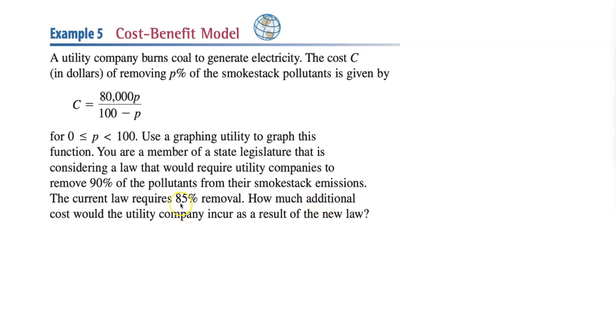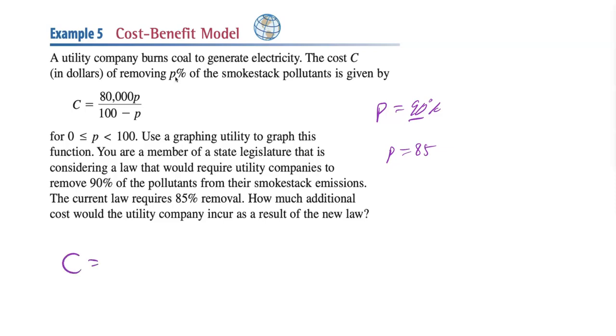Well, we could graph it. We could find the horizontal and vertical asymptote, right? Vertical asymptote, the bottom equal to 0. It would be P equals 100. Horizontal, they're the same, so it's negative 800. But the question is just how much more will the cost be? So if P is this percentage, we're just going to plug in P at 90. And then we're going to plug in P at 85 and then see what the difference is.